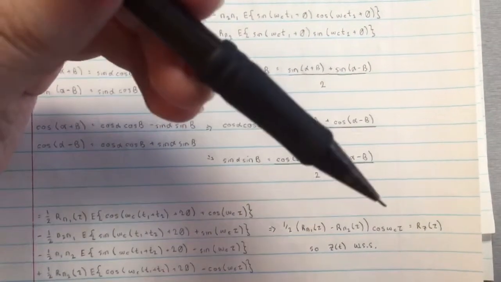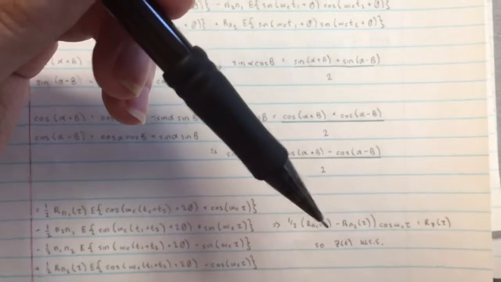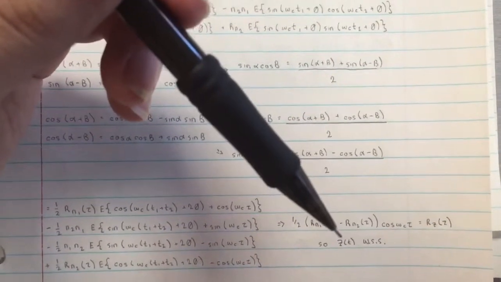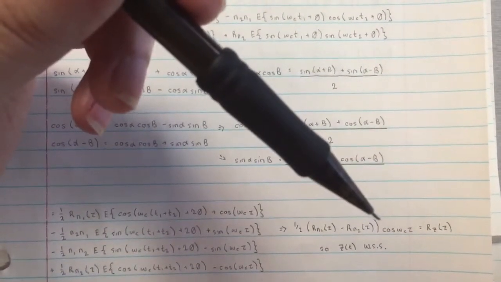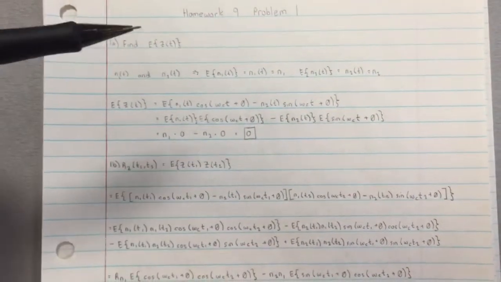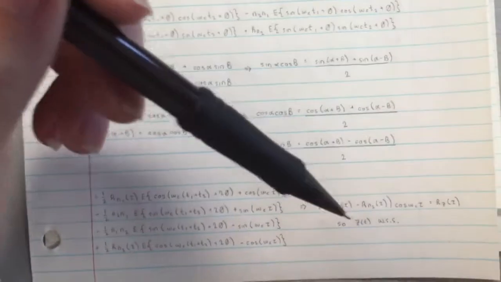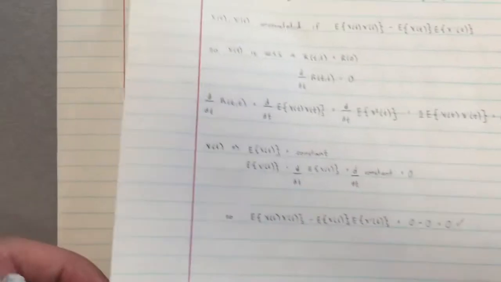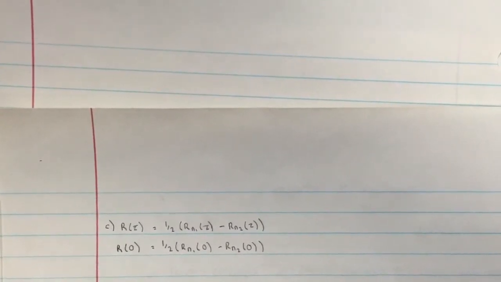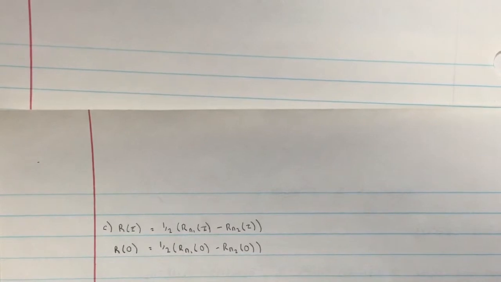Since R of Z of tau is obviously just in terms of tau, Z of t is WSS. Not only is the autocorrelation in terms of tau, but also, as we saw in part 1, the expected value of Z of t is equal to 0. So therefore, this expression is WSS. And in the last part, we're asked to find R of Z of tau for when tau is equal to 0. So we simply plug in 0 wherever there was a tau before, and we get R of Z of 0 is equal to 1/2 of R of N1 of 0 minus R of N2 of 0. And that is problem 1.